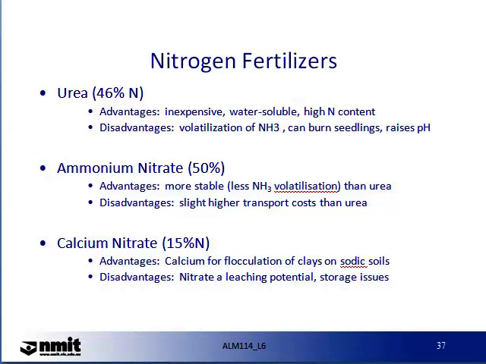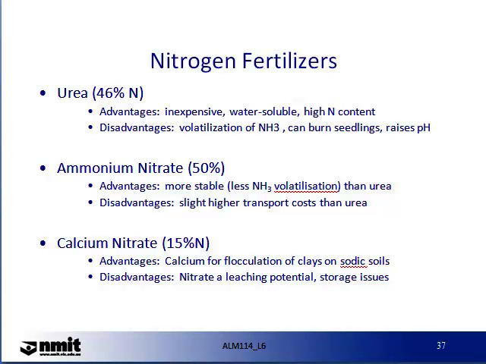Now let us review nitrogen fertilizers, of which there are many on the commercial market. Urea is perhaps the most common and contains 46% nitrogen. The advantages are that it's inexpensive, it's water soluble, so can be applied as a fertigation as well as a fertilizer, and has a high nitrogen content. Disadvantages of using urea: that it is susceptible to volatilization of NH3, it can burn seedlings, and it can raise soil pH.